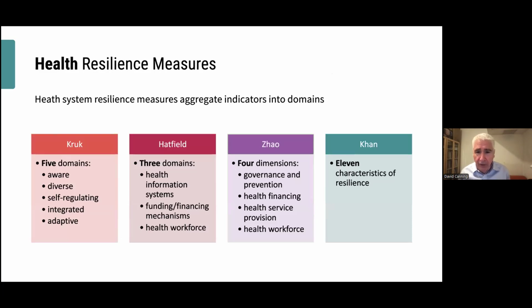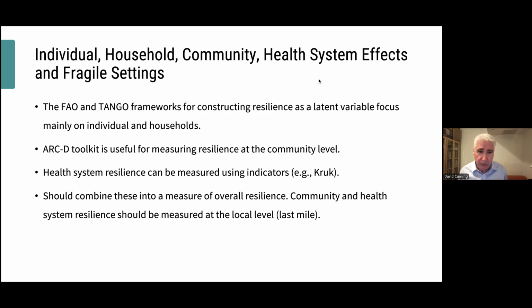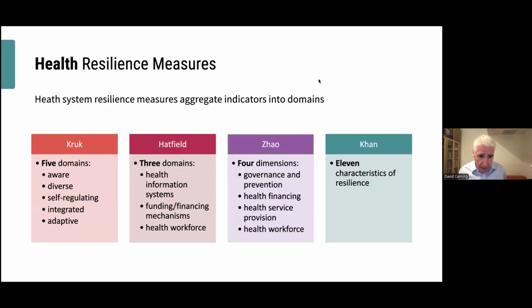In terms of health, there are competing measures of resilience. So the Crook measure, who's part of our team, has 5 domains. Hatfield has 3, Shaw has 4. And so they tend to focus on slightly different issues. These are very concentrated on health system resilience, where it's measuring resilience of the health system to shocks.